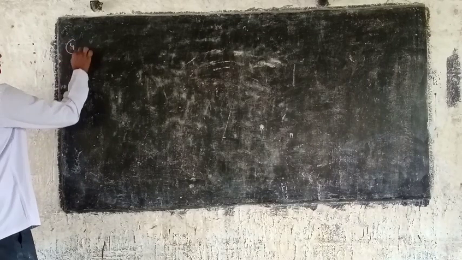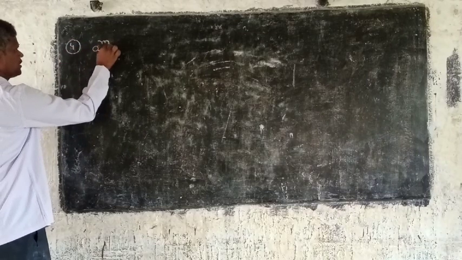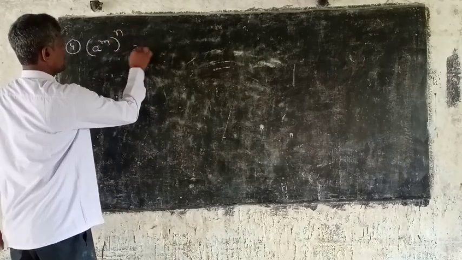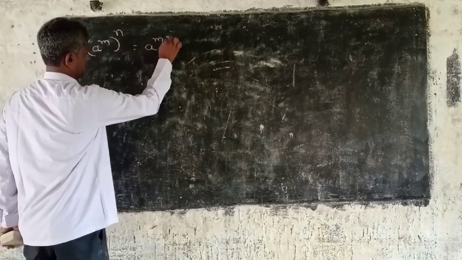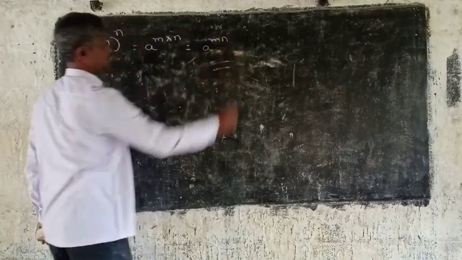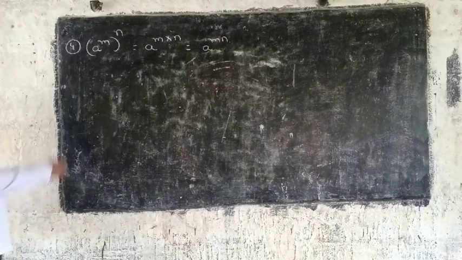Next one, a power m whole power n. That means a power m into n. That means a to the power of mn.